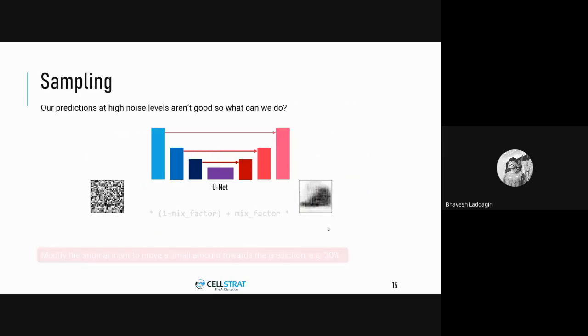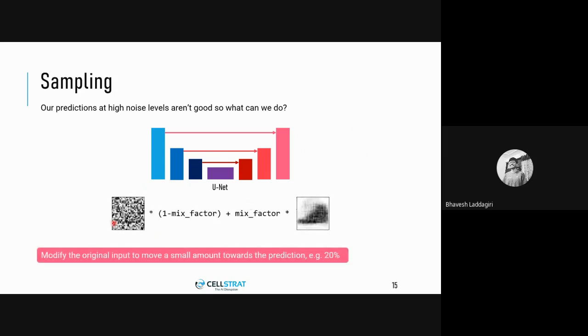So what we can do is modify our original input, that is this thing, and move it only a bit towards the prediction. Let's say 20%. So our prediction is this, right? We modify this input such that this structure that we are showing in the shoe is slightly visible in this random noise. So basically we are moving towards the prediction, but not at full speed. We are not doing one full one-shot step.